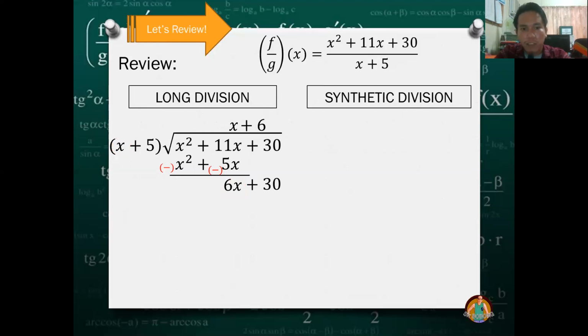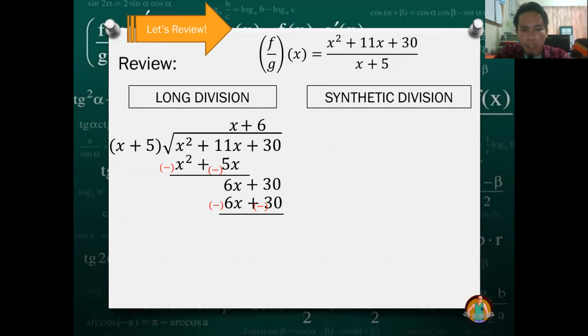And then, after the division, we proceed to multiplication. So 6 times x will give us 6x, and 6 times 5 will give us 30. Okay, and then we proceed to subtraction. But first, we have to change the sign of our subtrahend.